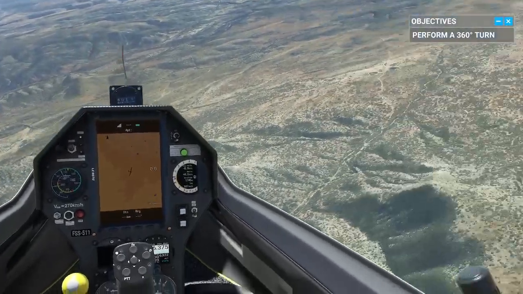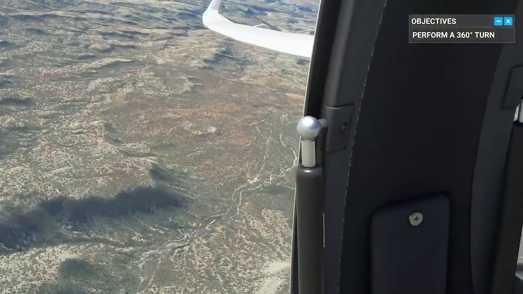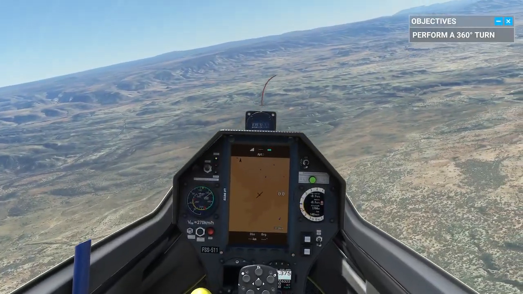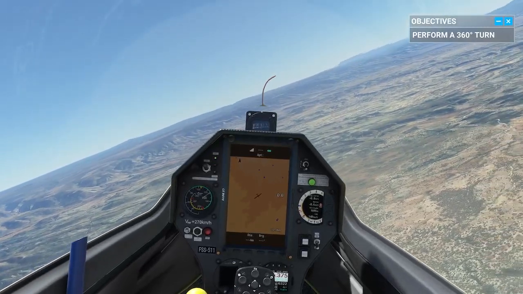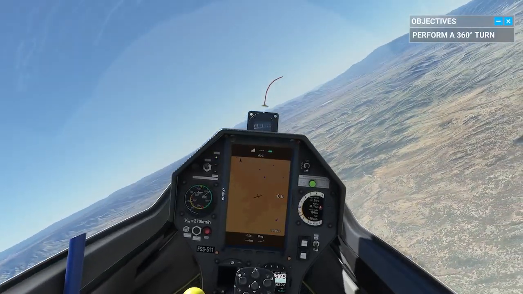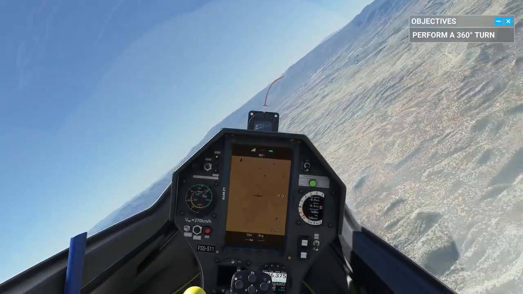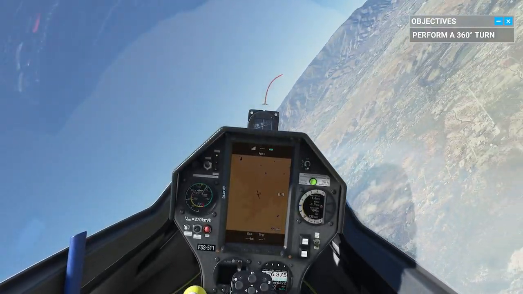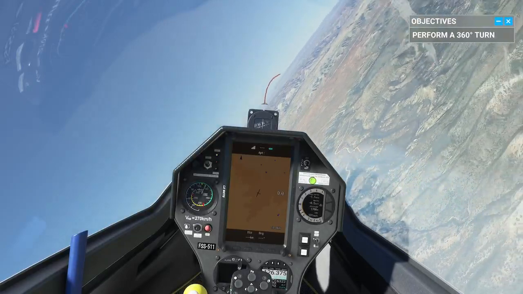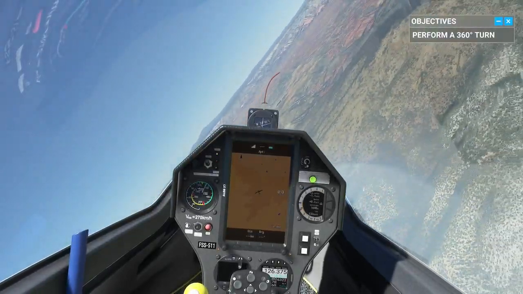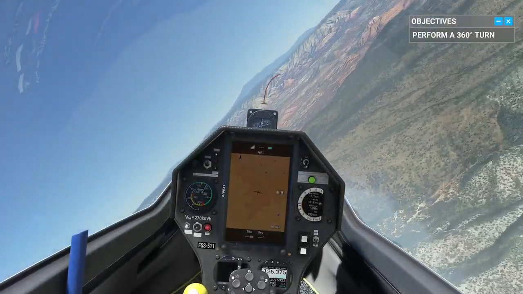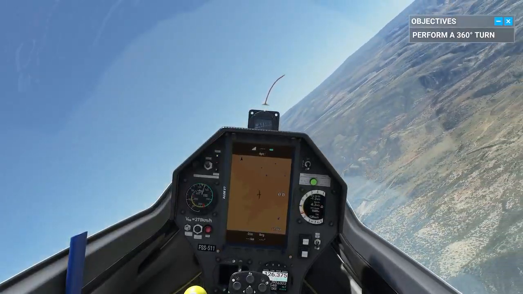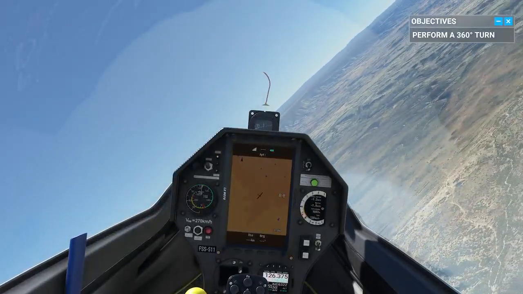Now that you understand the use of the yaw string, let's perform a circle maneuver. To roll the glider, apply both aileron and rudder input simultaneously in the same direction. Hold a bank angle of 45 degrees and keep the yaw string centered with the rudder throughout the turn. The glider will begin turning. To maintain the nose on the horizon, you might need to pull back slightly on the stick.